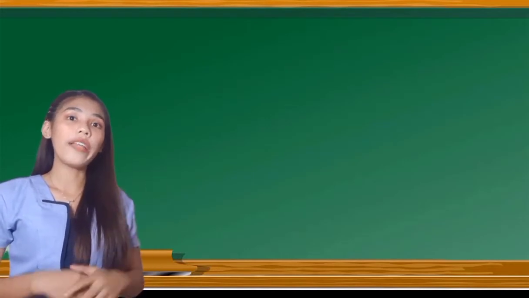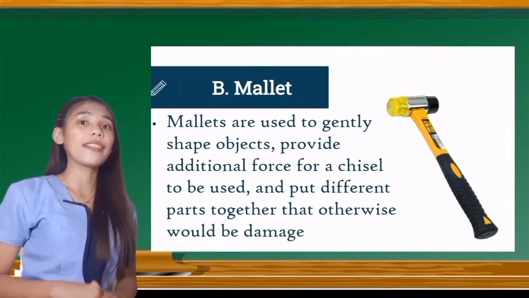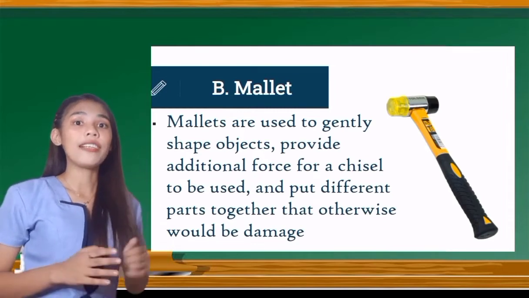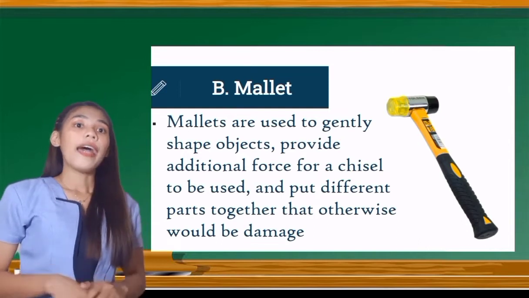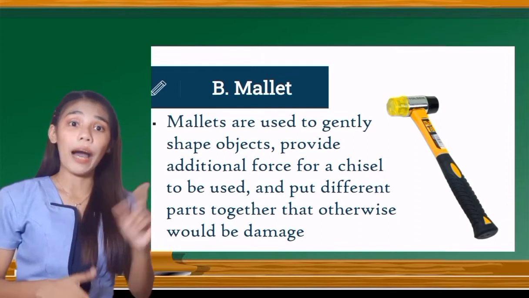The second one is what we call the mallet. So mallets are used to gently shape objects, provide additional force for a chisel to be used, and put different parts together that otherwise would be damaged.